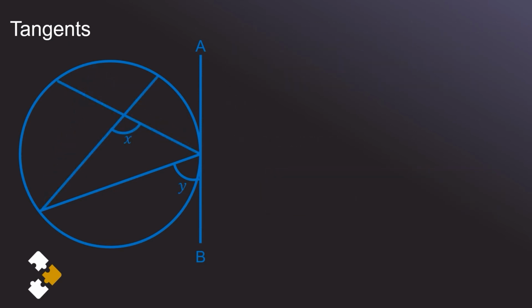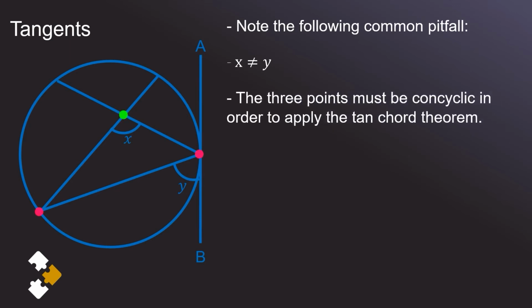Now, note the following common pitfall that you may well fall into. And that is that in this particular instance here, if you try to apply the tan chord theorem, then you might say that x is equal to y, but x is not equal to y. So you've got to be careful. The 3 points that we use when we apply the tan chord theorem, they have to be concyclic in order for us to be able to apply it. And remember, concyclic is a word that means together on the same circle. So there, the 2 pick points, that's on the circle, that's great, we've got a chord, but the green point there is not on the edge of the circle, and so we cannot go and claim that x is equal to y.